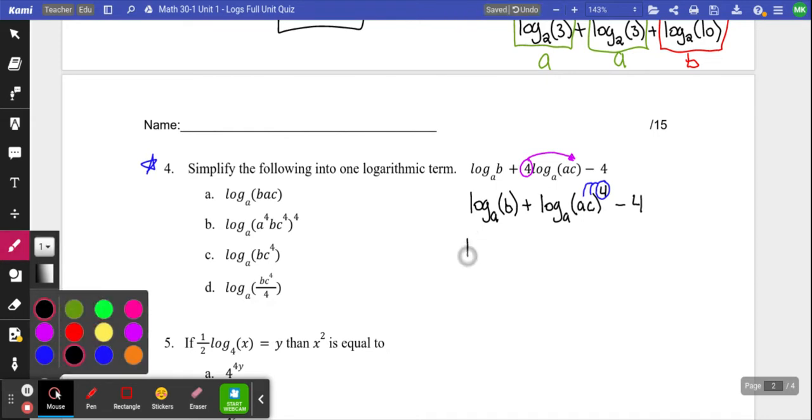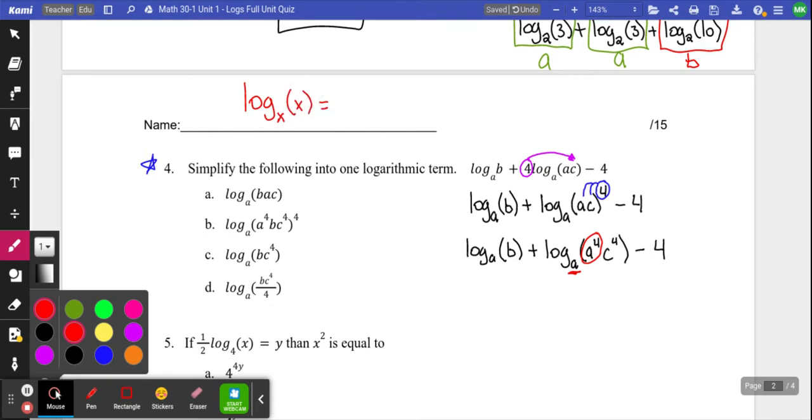To make it look like this, log a of b plus log a to the power of 4 times c to the power of 4 minus 4. And here's where the real trick happens that is hard to identify. You have a log with the same base and same argument. Anytime you have a log with the same base and the same argument, we know that log equals 1.